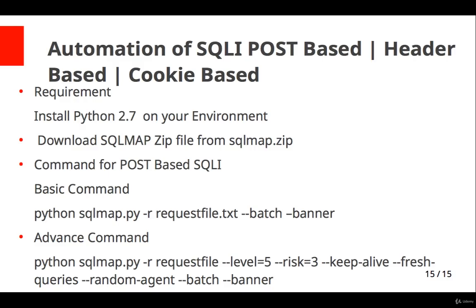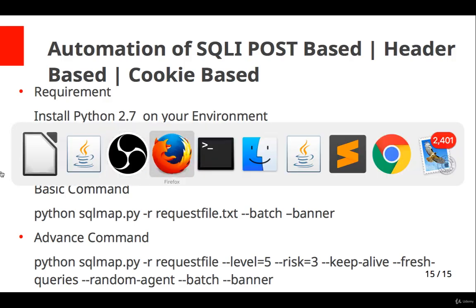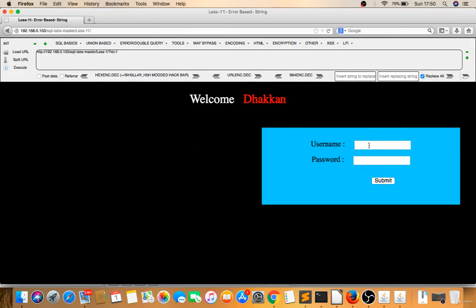Let's talk about automation of SQLi post-based, header-based and cookie-based. Same thing, you need Python 2.7 and sqlmap. The command will be a little different this time. So you have to first identify the vulnerability.